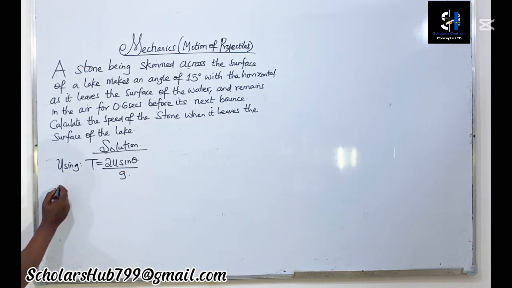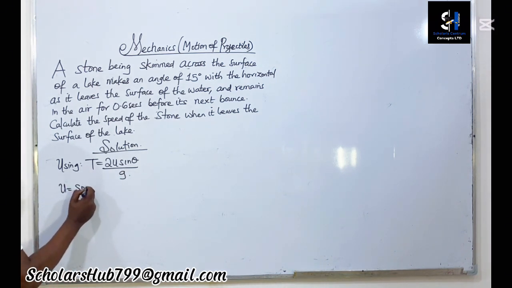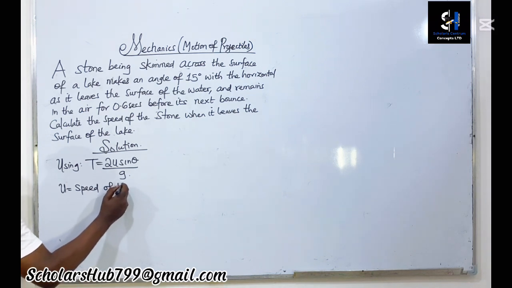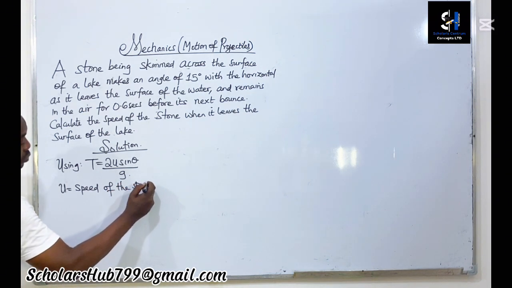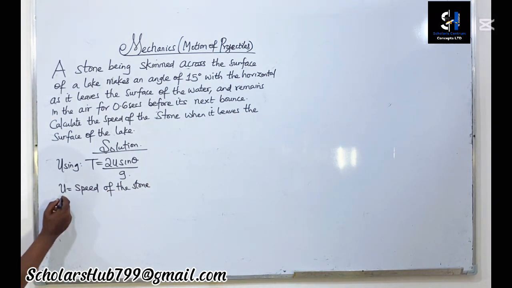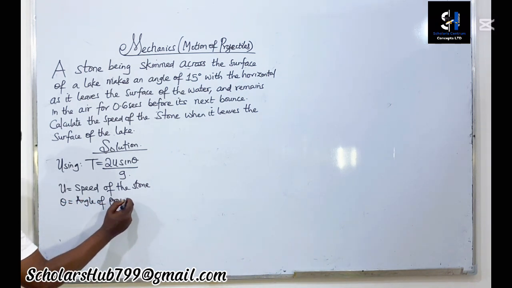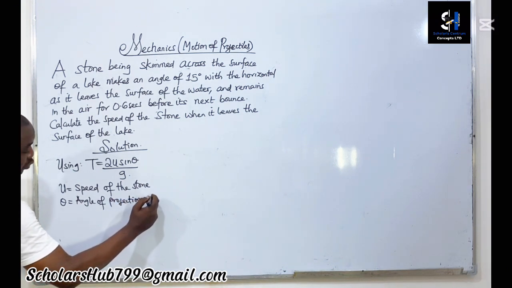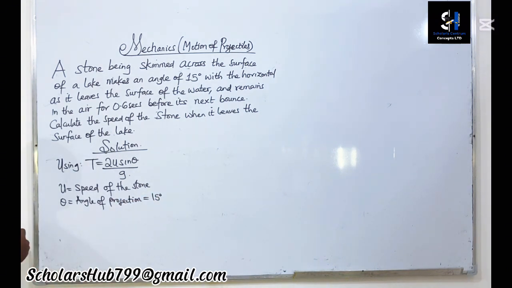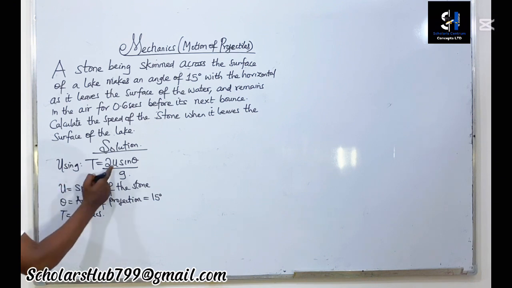g, where u is the speed of the stone. Then we have the angle of projection, which is 15 degrees. The time of flight is 0.6 seconds. We want to obtain the value of u.